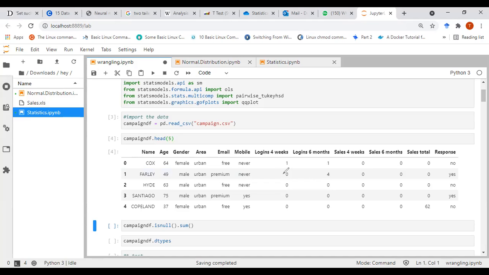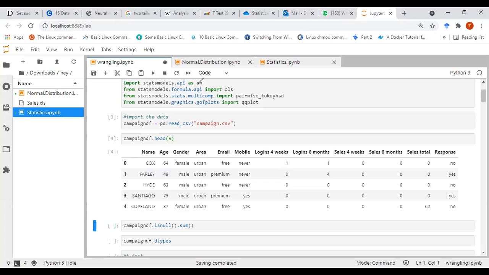Age and gender. I'm talking about a t-test. The logins for 4 weeks with the sales for 4 weeks, and login 6 months with the sales 6 months. The t-test is conducted between the same types. I can't make a t-test between login and sales. And we can make the login for 4 weeks with the login 6 months.